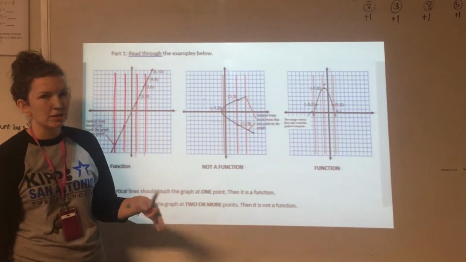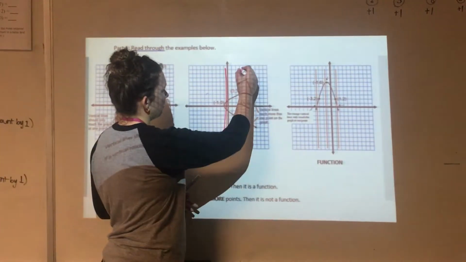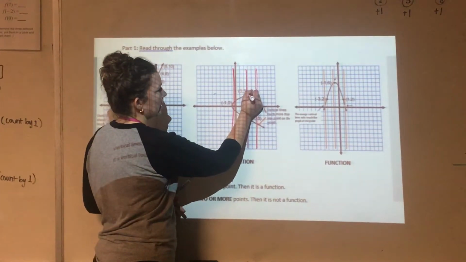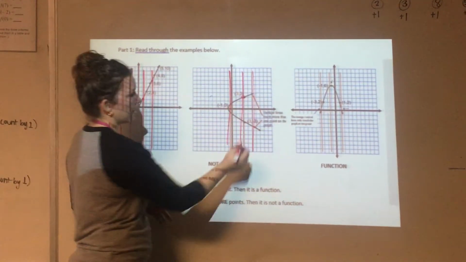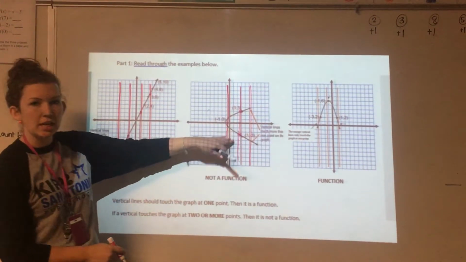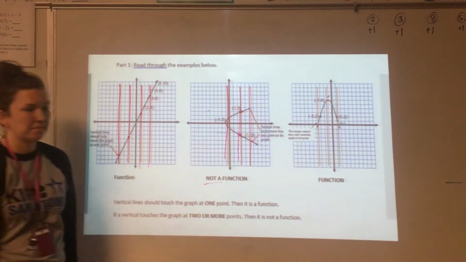My second graph, it's going to be easy to tell that when I start drawing vertical lines through my graph, I get to these last 2 and I see this vertical line touches the graph here and it touches the graph here. So that one vertical line touches it in 2 places. That's going to tell us it's not a function.